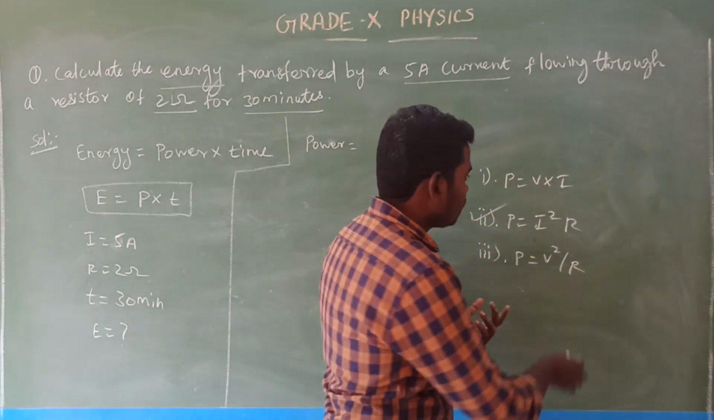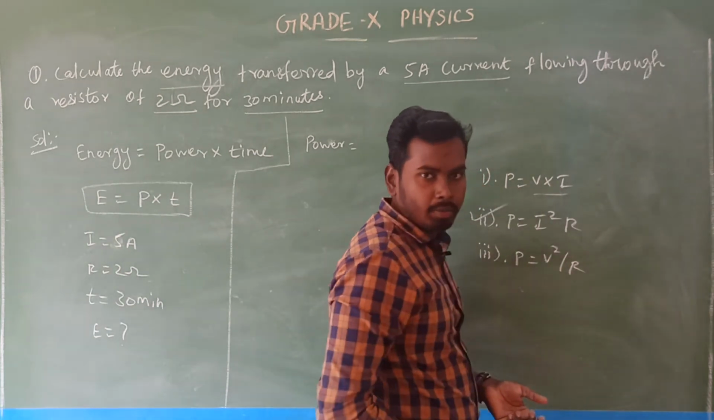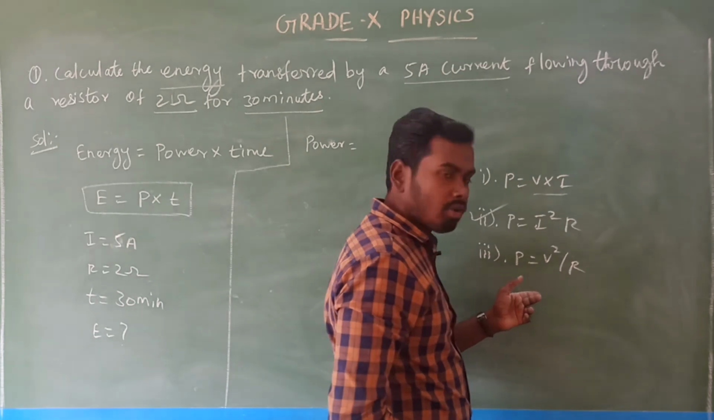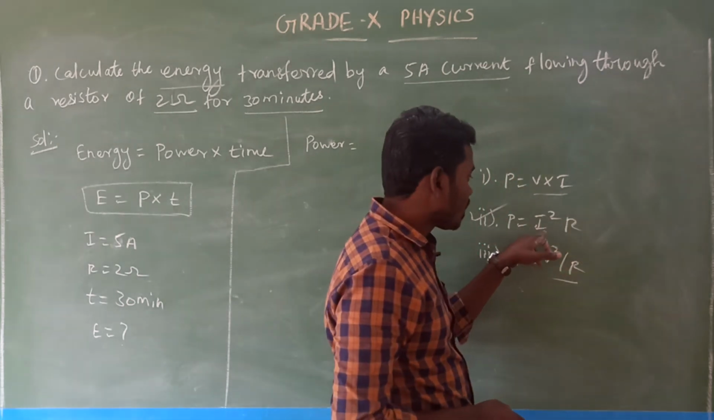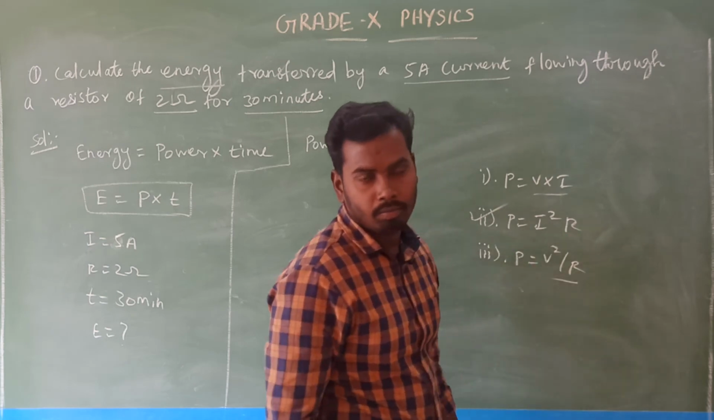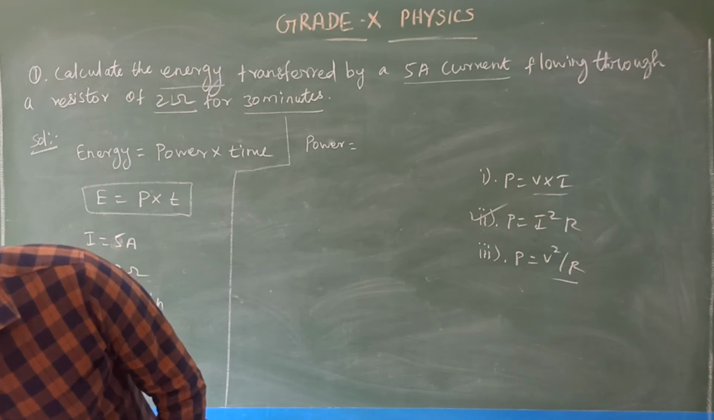The first formula we cannot choose, because there is no R in it. And in the third formula there is no I. So we can choose the second formula, I squared R. That's all, students. This is how we need to do it. Very simple.